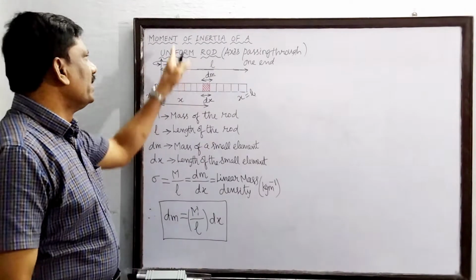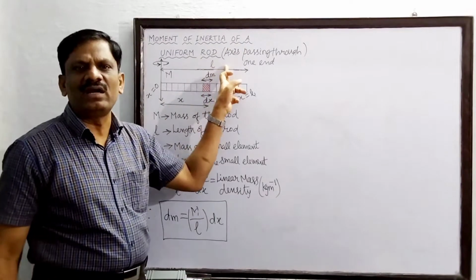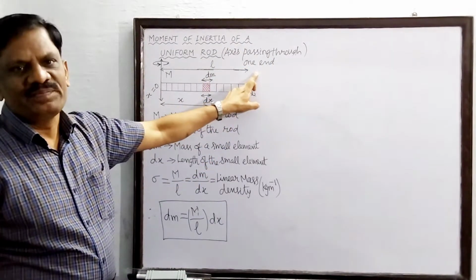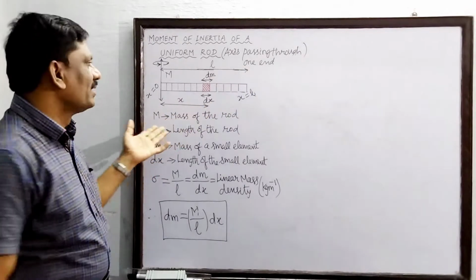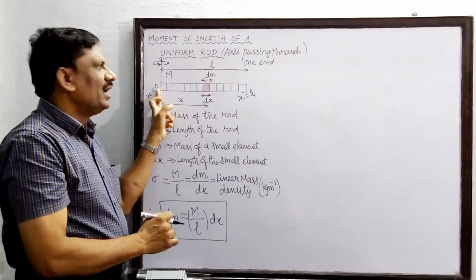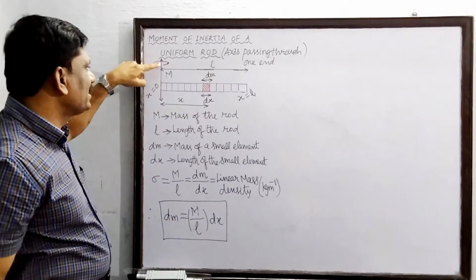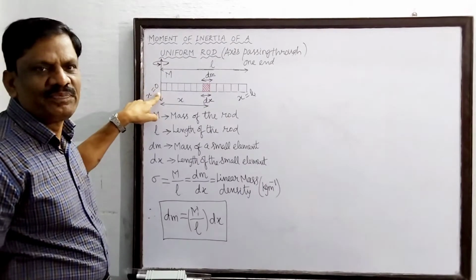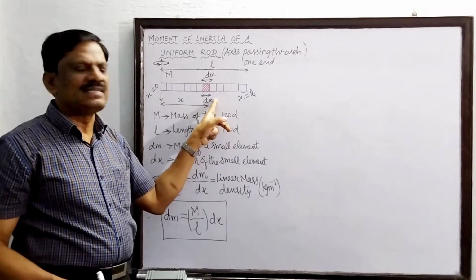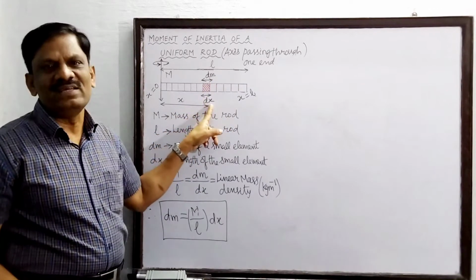Hi students, now we are going to derive an expression for the moment of inertia of a uniform rod about an axis passing through one end. Look at the diagram. You can see this is a uniform rod of mass m and length L. This time the axis of rotation passes through one end and the rod is assumed to be made up of small elements each of mass dm and thickness dx.